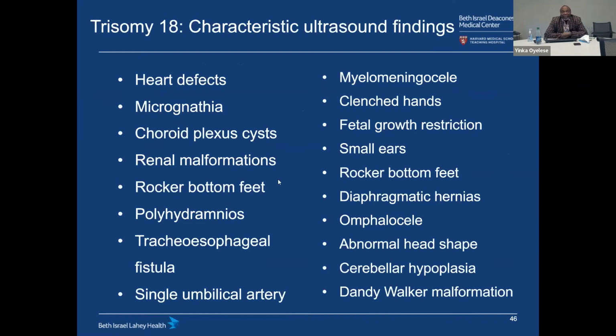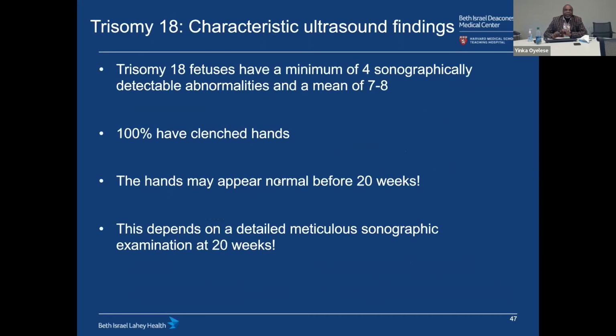Now, trisomy 18, because it's a bigger chromosome, is associated with multiple abnormalities. So soft markers alone are useless for diagnosing trisomy 18, because fetuses with trisomy 18 have multiple abnormalities. A study by Lamiot and also by Braunstein, separate studies, showed that fetuses with trisomy 18 had a minimum of 4 abnormalities and a mean of 7 to 8.